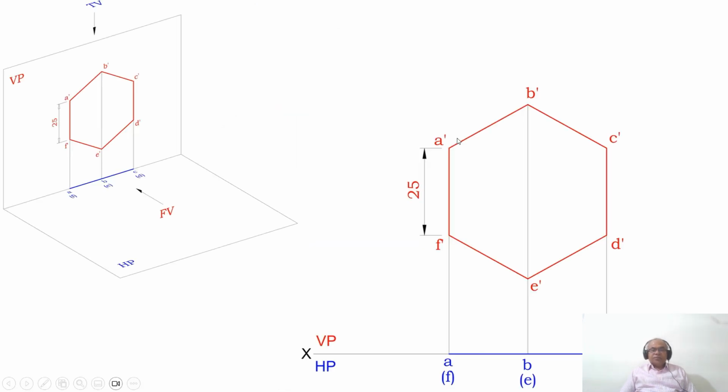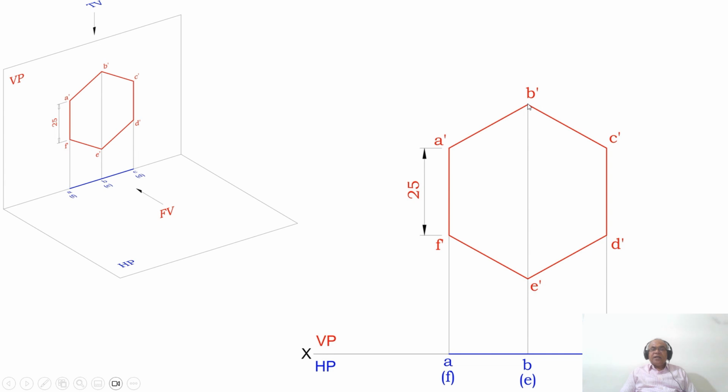Now, how can we draw this manually? First, we draw the XY line and mark VP and HP. Initially, you draw a vertical line of any length, and using the compass, take a radius of 25 and, at any point on this vertical line, draw a thin circle of radius 25, such that it cuts this vertical line at 2 points, which form the diameter of the circle. Here you mark that point as B dash and this point as E dash.